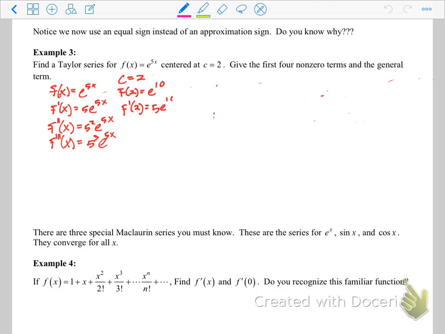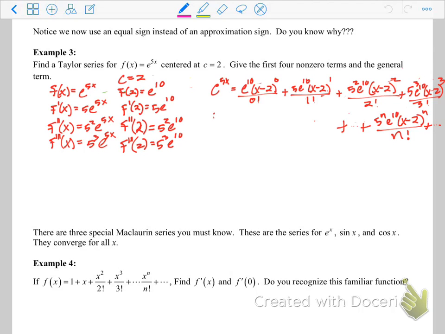And then you put in the center for each of those derivatives, and those are the numerator coefficients for your Taylor series. So here's the Taylor series. I kind of jumped to it to save time. There's e to the 5x, and if you notice, e to the 10 goes in: 5e to the 10, 5 squared e to the 10, 5 cubed e to the 10.